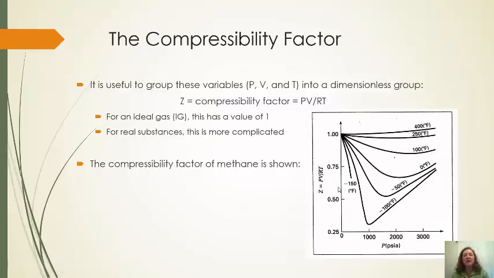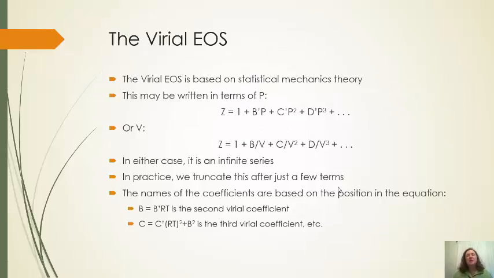Now, what people noted was that it really didn't matter what the substance was. All of the graphs kind of ended up looking quite the same. So people started studying these things and trying to predict behavior. So the first category of equation of state that we're going to look at is the virial equation of state. It is purely theoretical. It's based on statistical mechanics theory, and you'll learn a little bit more about that if you take physical chemistry or the molecular thermodynamics course.